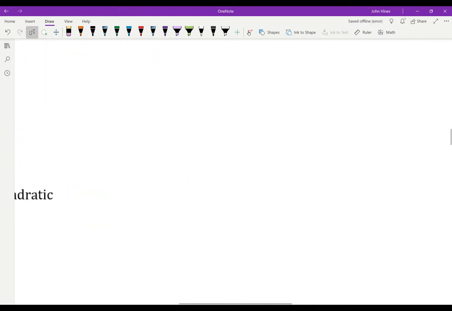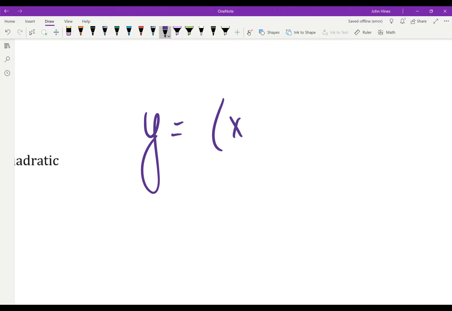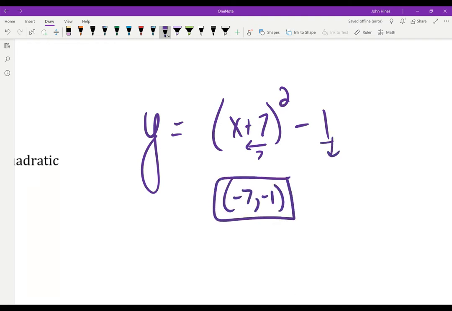But the key thing is here, if you have y equals, I don't know, x plus 7 squared minus 1, you need to quickly tell me the vertex is left 7, down 1. Left 7, down 1 is my vertex. It's the opposite and then the same. Opposite of the inside, the outside stays the same. That's how you can quickly get your vertex.